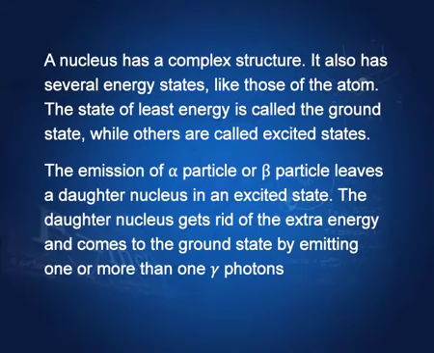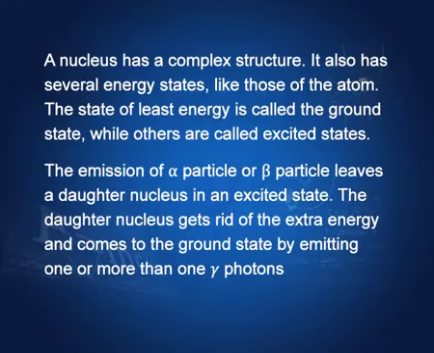The emission of an alpha particle or beta particle leaves a daughter nucleus in an excited state. You see, I have told you this earlier also. When the alpha or beta particle is emitted, the daughter nucleus is most of the time in an excited state, that is, not in the ground state but one of the excited states, and then it comes down to the ground state by emitting gamma photons.